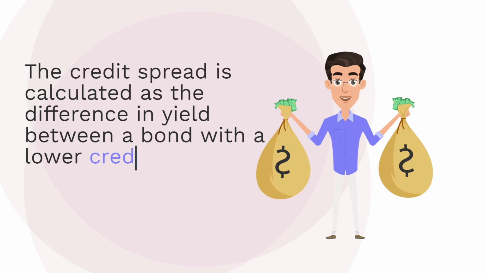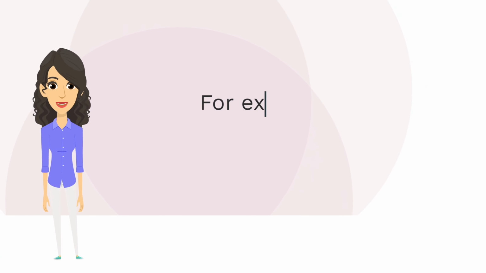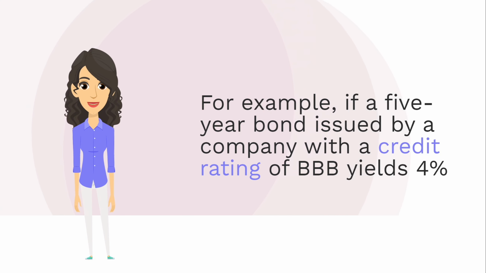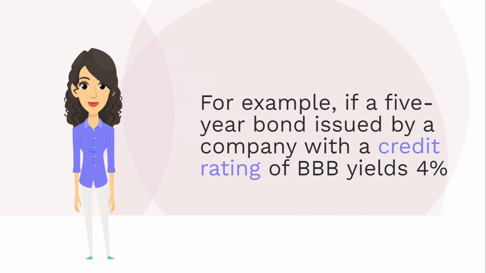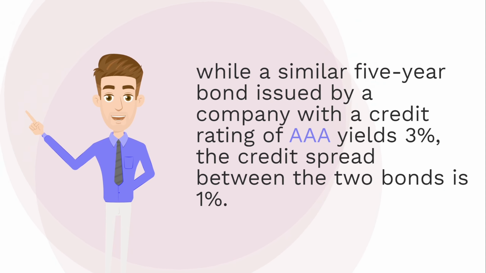The credit spread is calculated as the difference in yield between a bond with a lower credit rating and a bond with a higher credit rating. For example, if a 5-year bond issued by a company with a credit rating of BBB yields 4%, while a similar 5-year bond issued by a company with a credit rating of AAA yields 3%, the credit spread between the two bonds is 1%.